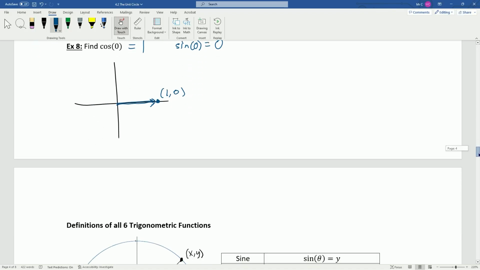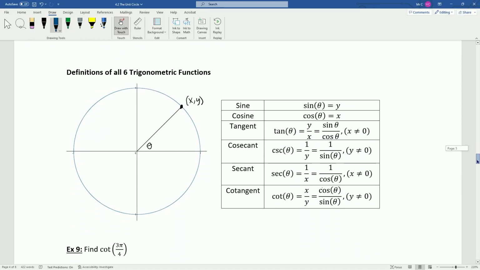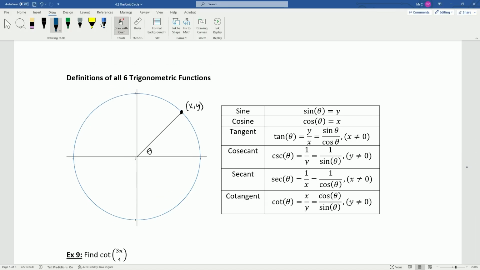Okay. Now let's go ahead and extend this idea to the rest of the trigonometric functions. So again, on the unit circle, we defined sine as the y-coordinate on the unit circle. And we defined cosine as the x-coordinate on the unit circle. So the way we define our other functions is as follows. Tangent of theta is y divided by x. Cosecant of theta is 1 divided by y. Secant of theta is 1 divided by x. And cotangent of theta is x divided by y.